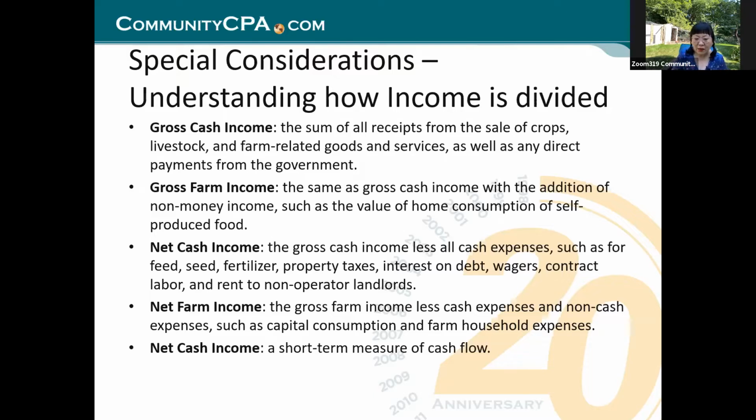Net cash income is less all the cash expenses such as the feed, seed, fertilizer, all of these things. Those are called net cash income. Net farm income is also minus the non-cash expenses, for example, the household expenses. Maybe Stephanie has household things that don't belong to the farm, but were used for the farm. So you would consider that as net farm income, right?